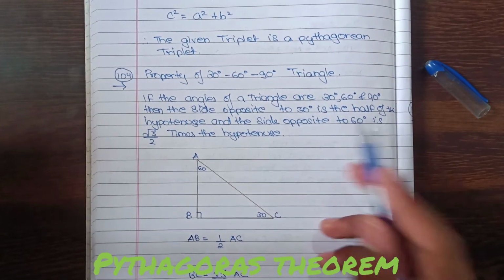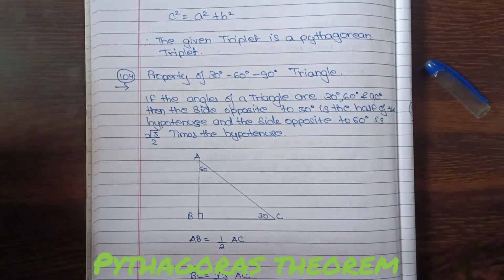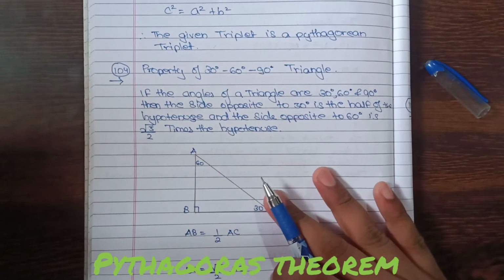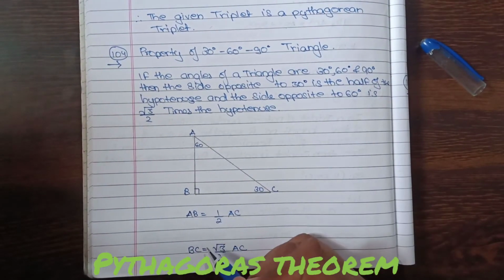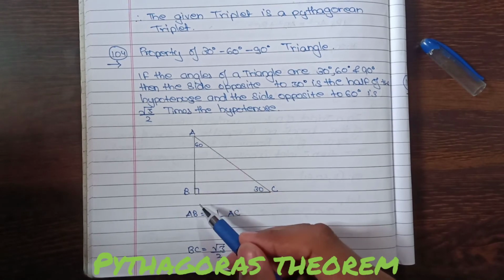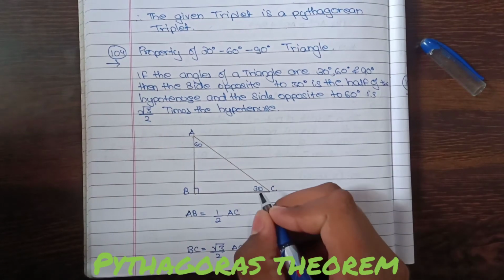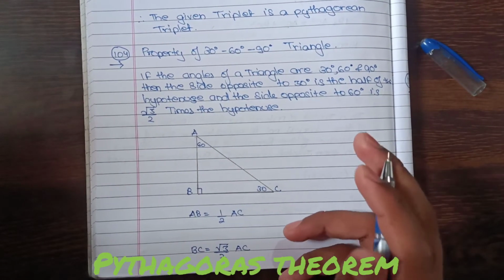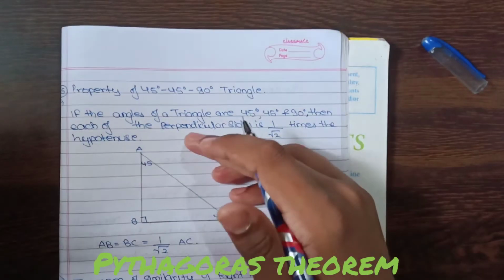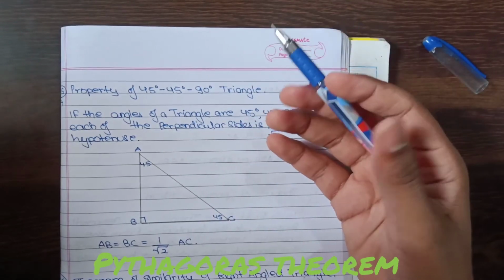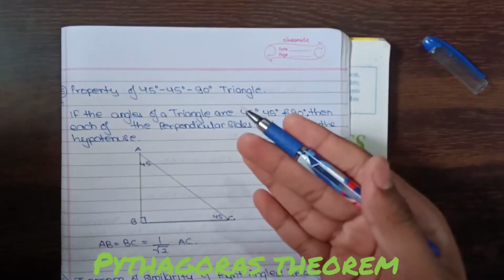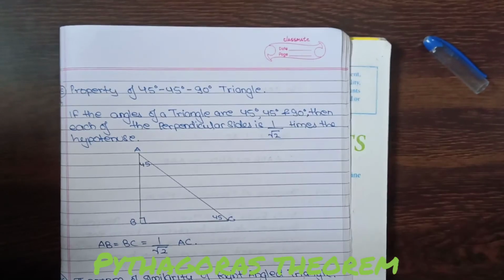Now the side opposite to 60 degree equals root 3 upon 2 into hypotenuse. So the side opposite to 60 degree is BC. See, this is 60 degree, the side opposite to 60 degree is BC. BC equals root 3 upon 2 into hypotenuse. Now that was of the 30, 60, 90 degree triangle. Now we'll see the property of the 45, 45, 90 degree triangle.